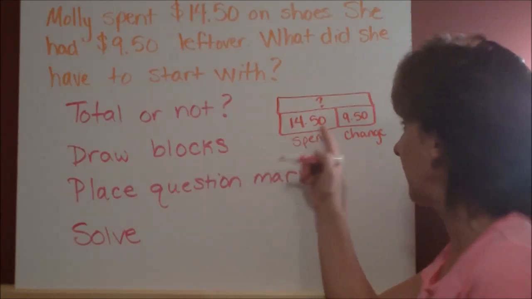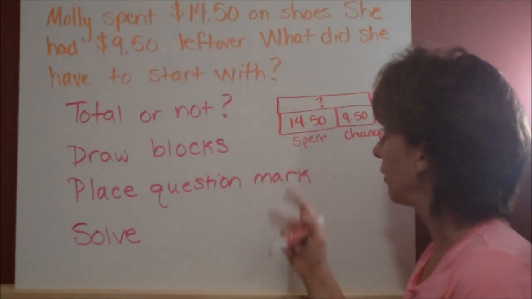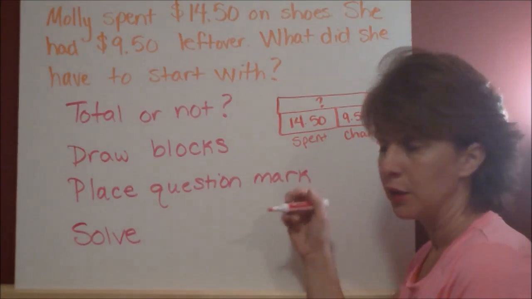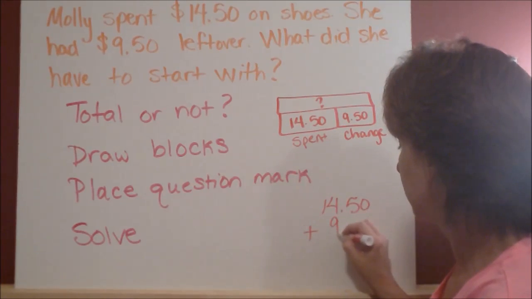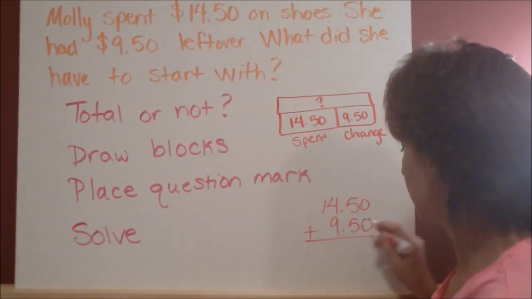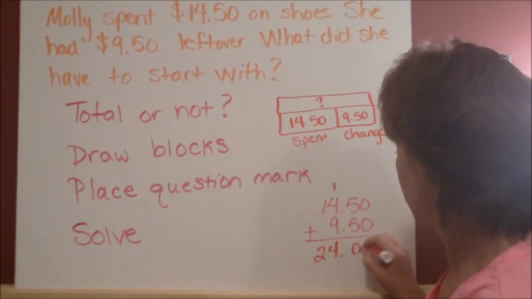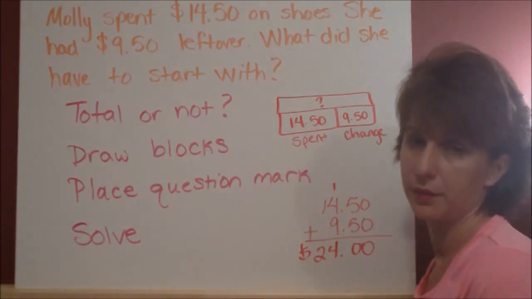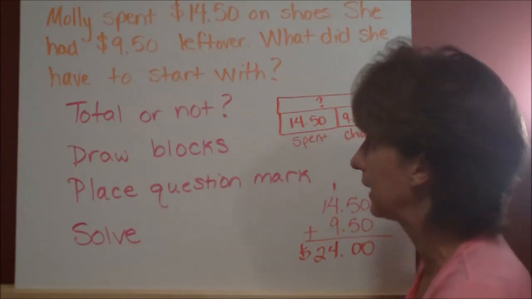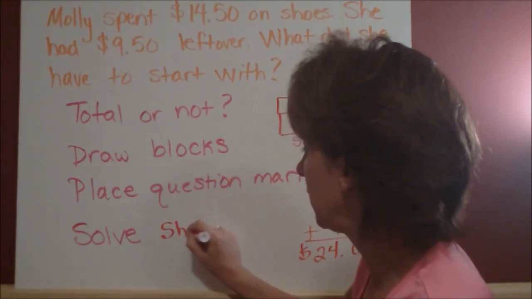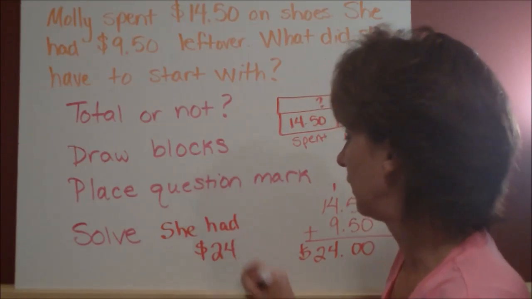And simply by looking at these 2 blocks, I know that if I put them together, they're going to equal the total. And putting them together is adding. So $14.50 plus $9.50 is $24. This isn't a complete sentence. It can't be a complete sentence until it has a label. So, she had $24.